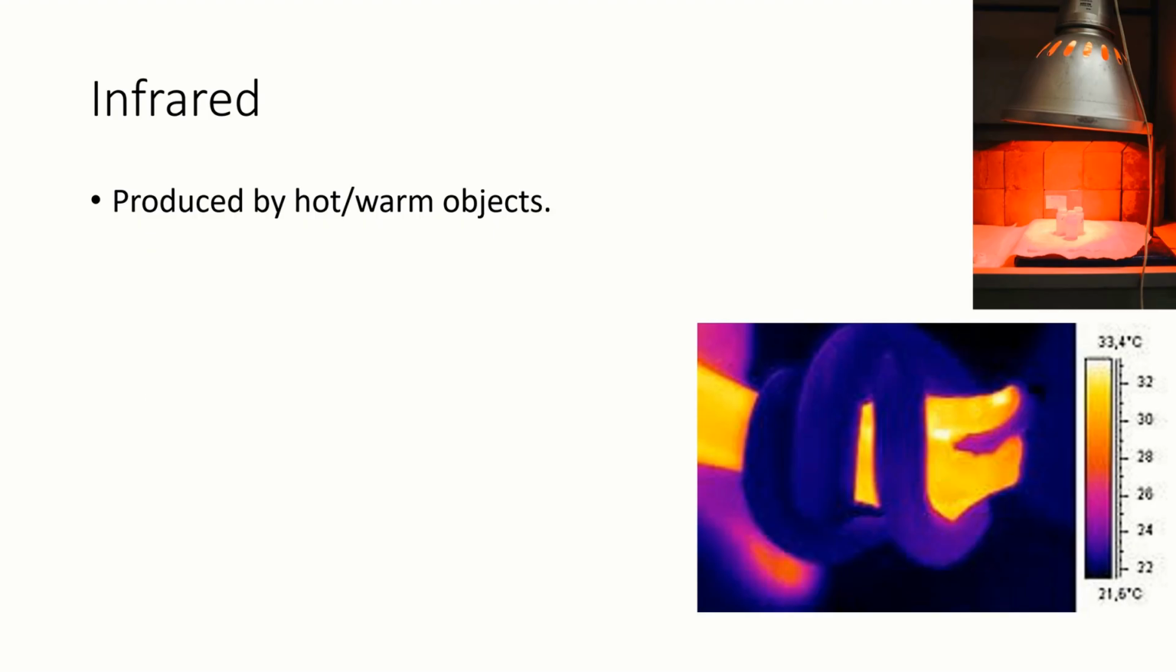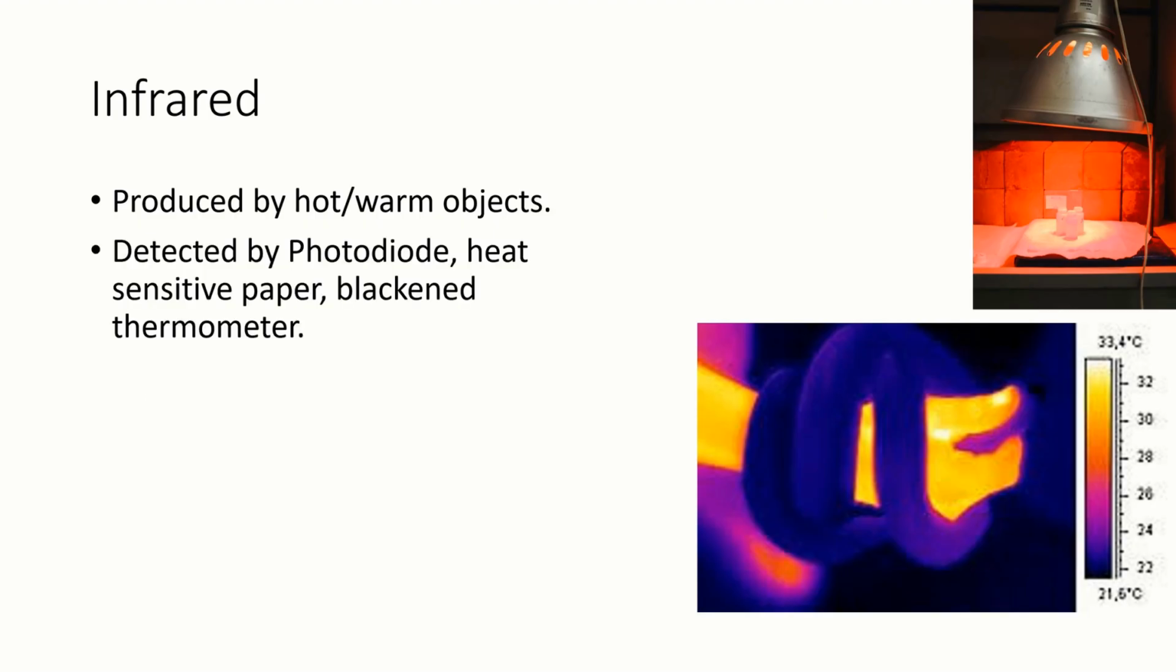It was only when he set his thermometer down, beyond the red, that he noticed a large temperature increase. He then correctly reasoned that there were electromagnetic waves beyond the red that couldn't be seen by the naked eye that transmitted heat. And really this is what infrared is. Infrared transmits heat energy from hot or warm objects. We could use a blackened thermometer like Herschel did to detect infrared, but electronic devices like photodiodes or even heat-sensitive paper can be used. Infrared waves are very small, around the size of a grain of sand.